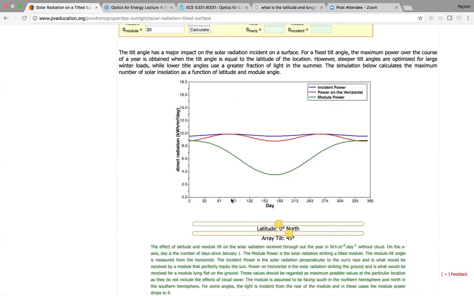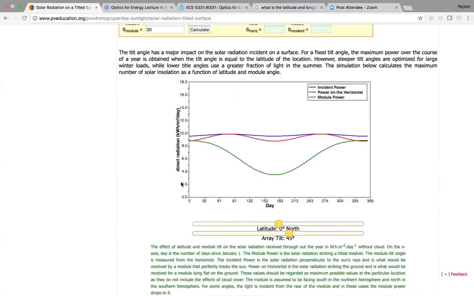So first of all, on the horizontal axis, you see the day in the year, right? It goes from 1 all the way to 365. So that's the day of the year. Winter, summer is in the middle here, and so on. The vertical axis here shows the direct radiation from the sunlight.